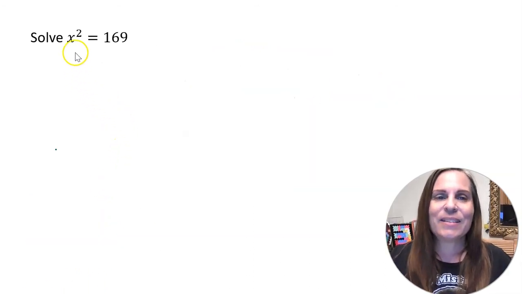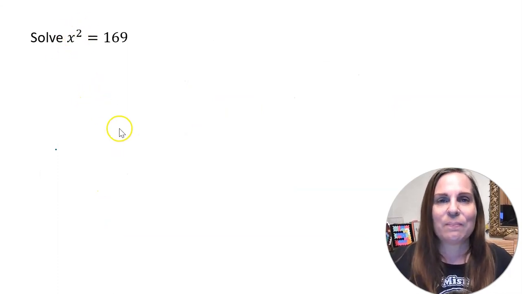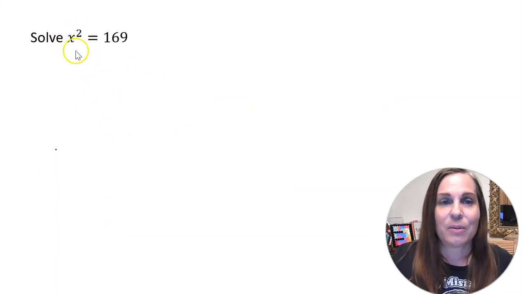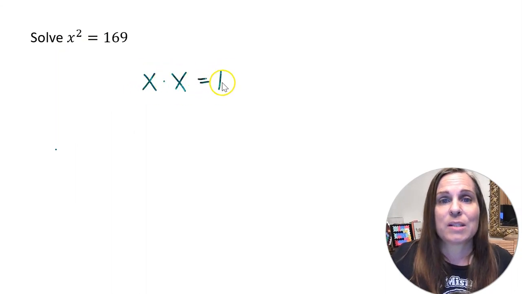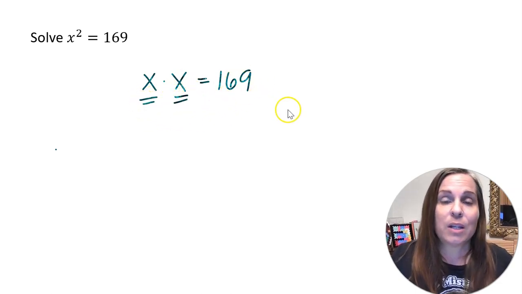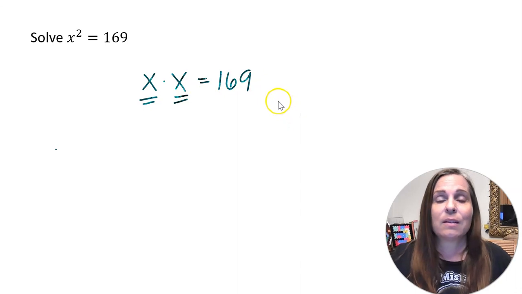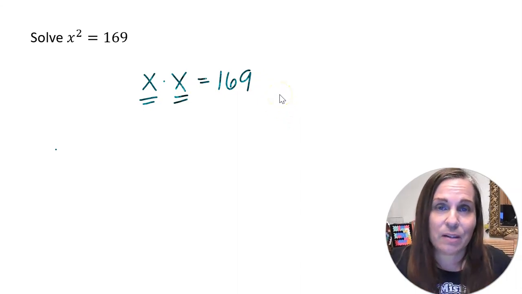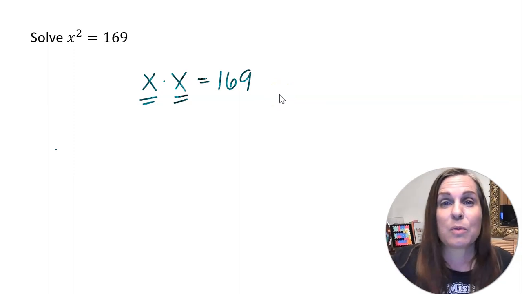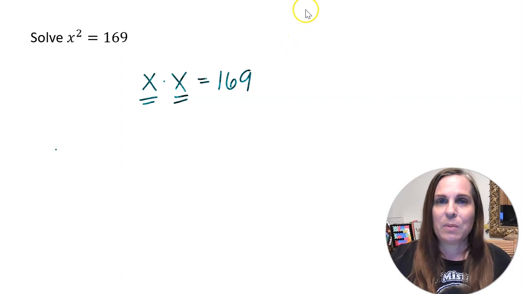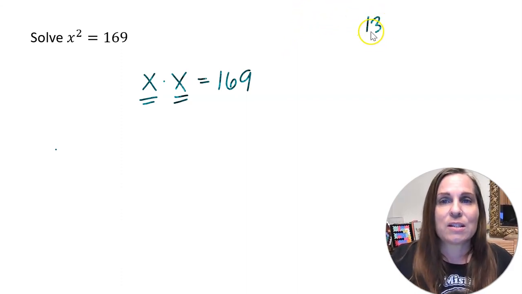All right, last one. So we're solving this equation, and I'm going to write this out. x squared means x times x equals 169. So what number times itself equals 169? Well, go through the perfect squares in your head. We went through a bunch of them earlier. We can go all the way up to 12 times 12 is 144. So that's not quite big enough. The next one is 13 times 13. That ends in a 9, so that's looking promising.